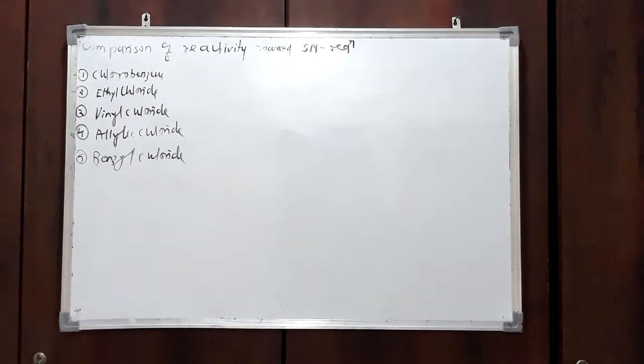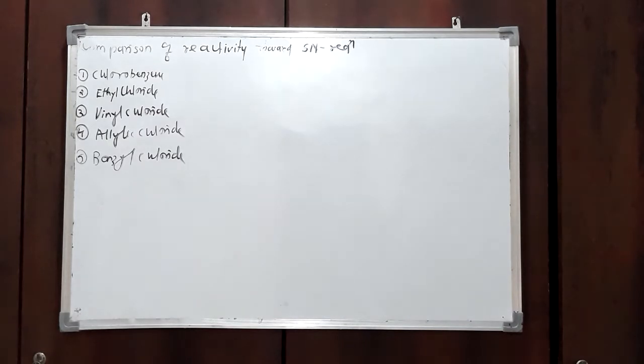Now this part is the comparison of reactivity toward nucleophilic substitution reaction of chlorobenzene, ethyl chloride, vinyl chloride, allylic chloride and benzyl chloride. We want to compare the reactivity of these compounds in nucleophilic substitution reaction. We know all of these undergo nucleophilic substitution reaction, but their reactivity is different. One of them is higher in reactivity and one of them is lower. What is the reason behind this changing reactivity? That we want to explain.